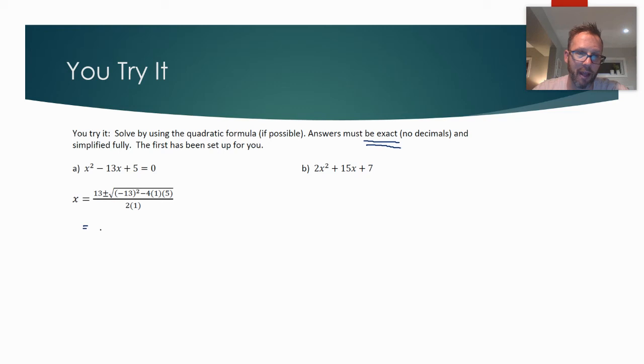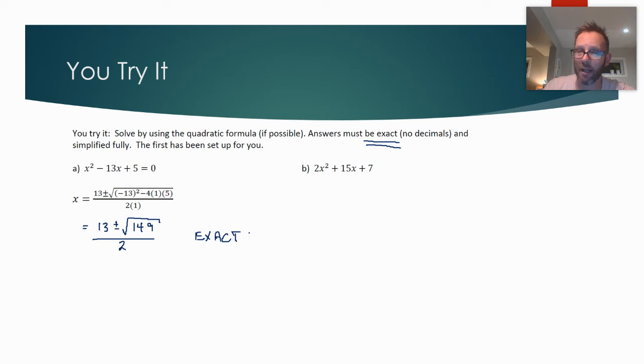Let's finish off A. So we have 13 plus or minus. So what do we get inside that root? 13 squared is 169. And 169 minus 20, that's 149. All divided by 2. So this is exact. In your grade 10 course, in these kind of situations, you would have taken the root of 149 and got some decimal answers. But we're actually going to stop here.